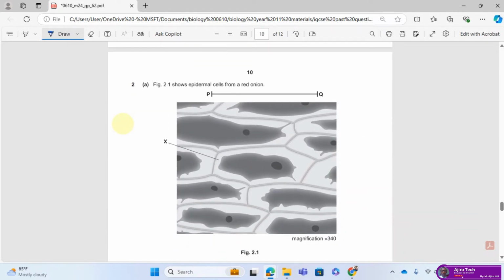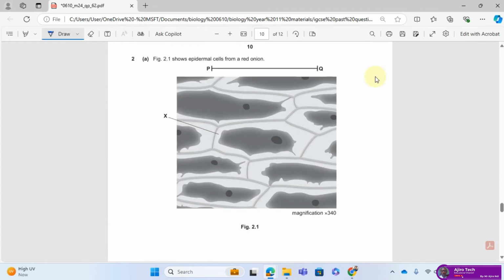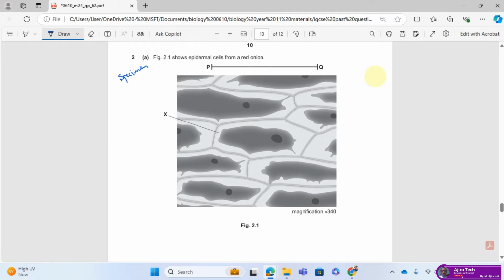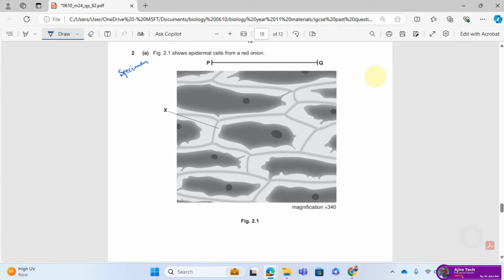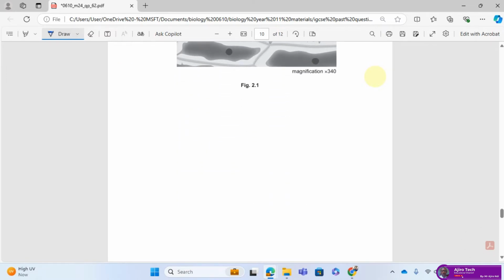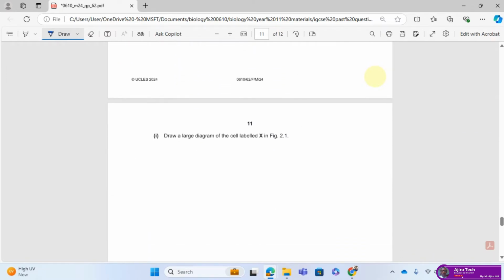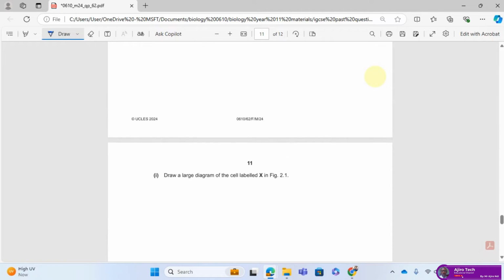Now the second question is what we are going to go to now. Question 2 is another very interesting question to answer, and it has to do with observing a specimen and perhaps drawing. Let's look at what this one says. It says Fig. 2.1 shows the epidermal cell from a red onion. It says draw a large diagram of the cell labeled X.